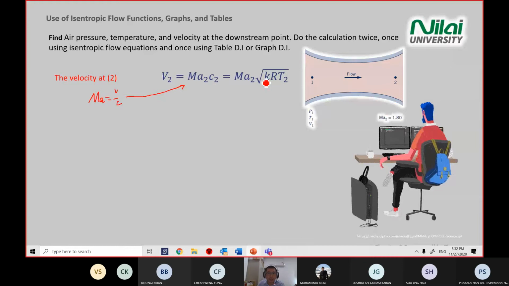So you know that c2 equals square root of kRT, right? You need to find this one, you do not know the temperature. k, maybe you need to check. R, you need to check. Of course, most of the time k is 1.4 because we are using the isentropic case. R, you need to refer to the table based on the medium that we use, in this case air. Okay. All right.